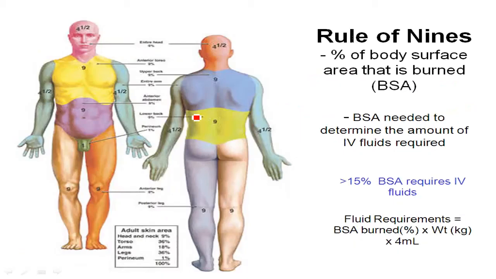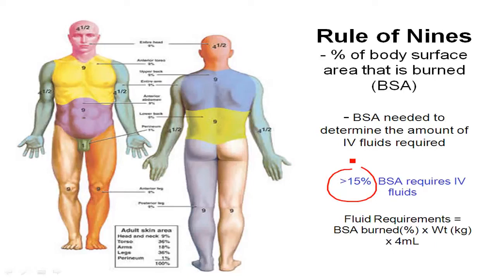Now, to determine just how much fluid the patient's going to need, you need a way to estimate how much surface was burned. So that's where the rule of 9 comes in. The rule of 9 is just merely a method to determine how much of the body was burned. We call that the body surface area. Typically, anything over 15%, you're going to need IV fluids.